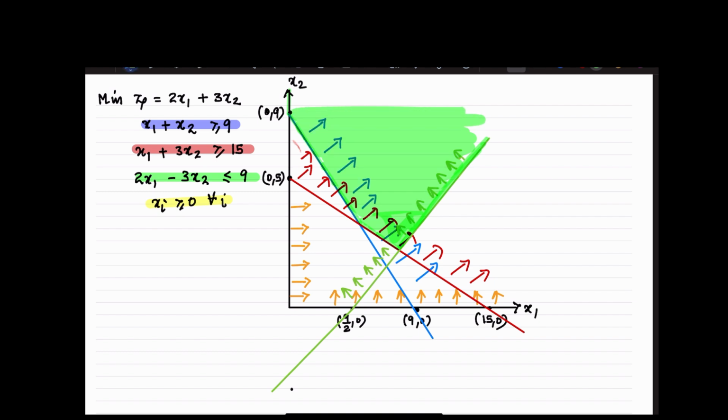Now how to get the answer for our problem? First of all, see the corners that are clearly visible to us. The corners that are visible are this corner, this corner, this corner. But this region is not closed and bounded. That means you cannot directly find only these corners and evaluate your objective.